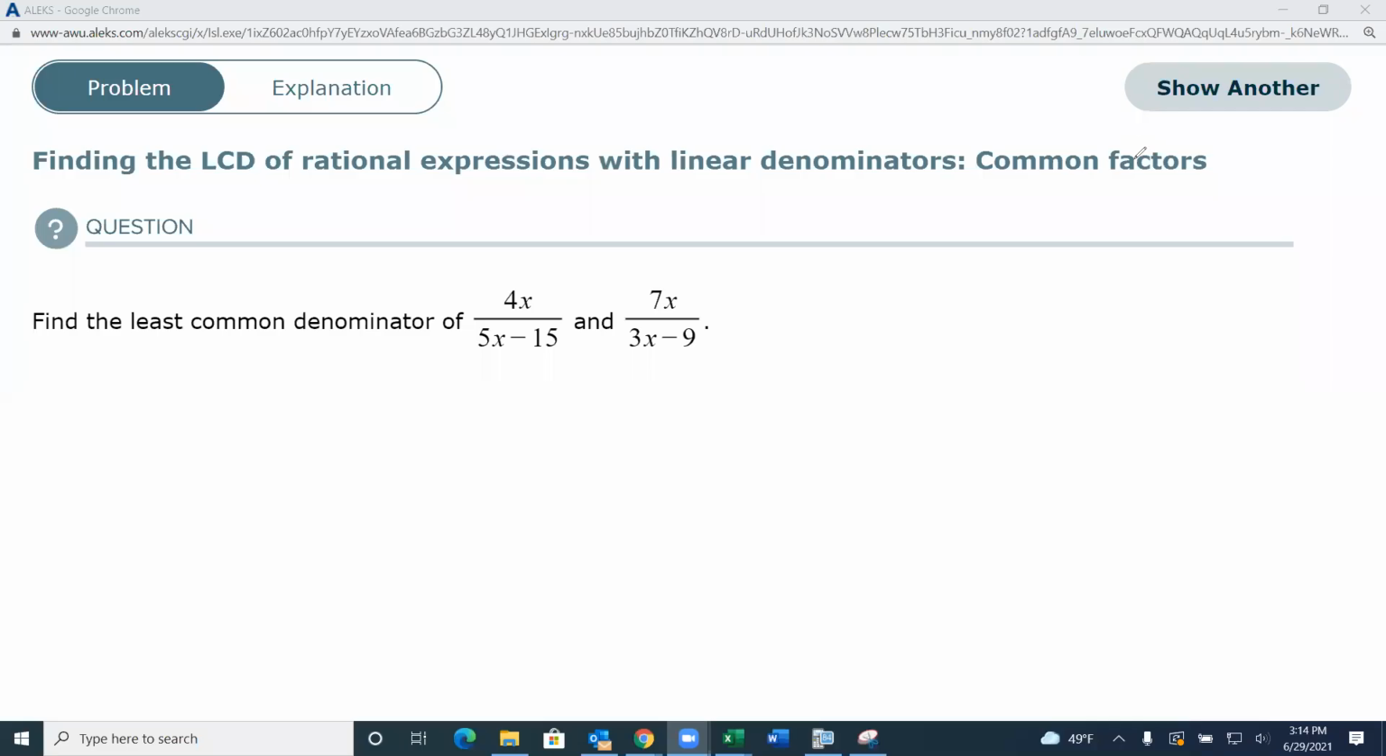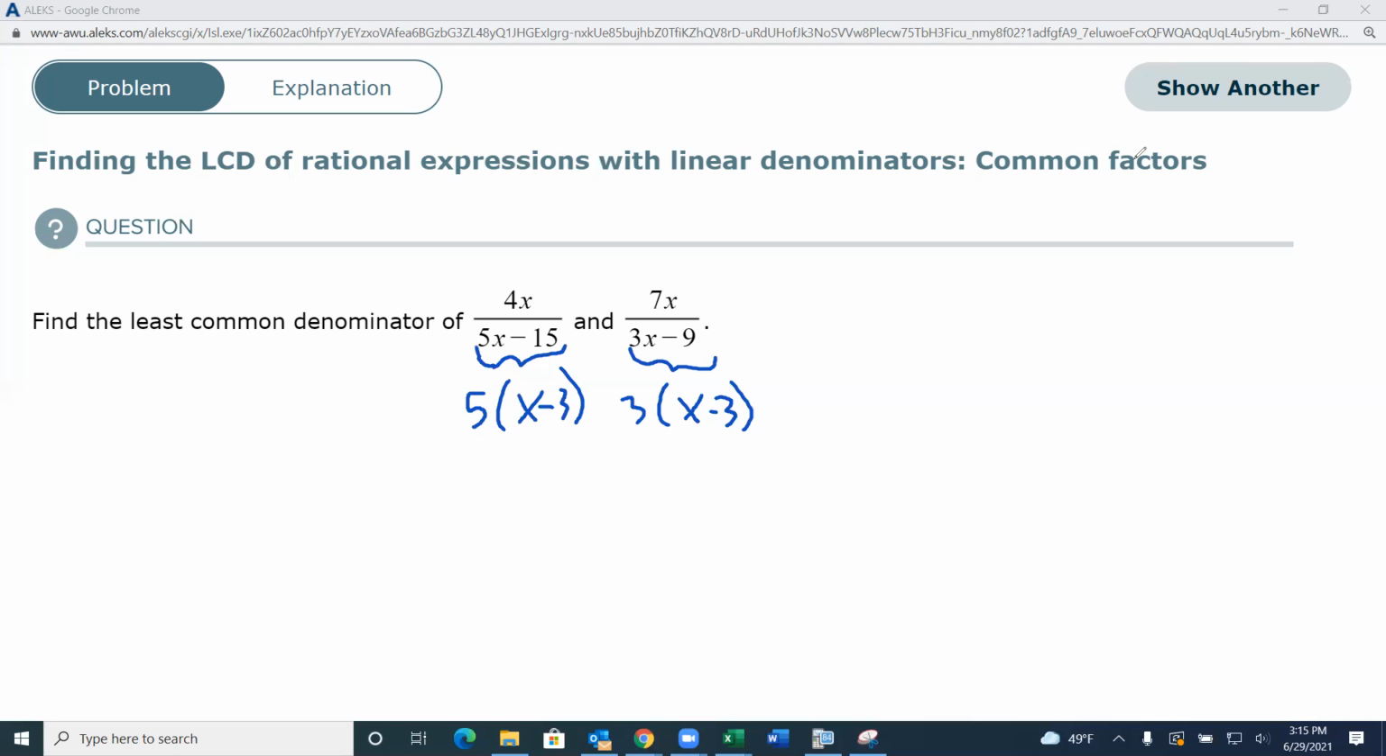All right, so let's find the least common denominator, LCD, of the expression. When you are adding or subtracting fractions or just finding the least common denominator, you always start by factoring the denominators. So this one looks like this when it's factored, and this denominator looks like this. That's step one. Now you know the basic building blocks of your denominators: 5x minus 3, 3x minus 3.